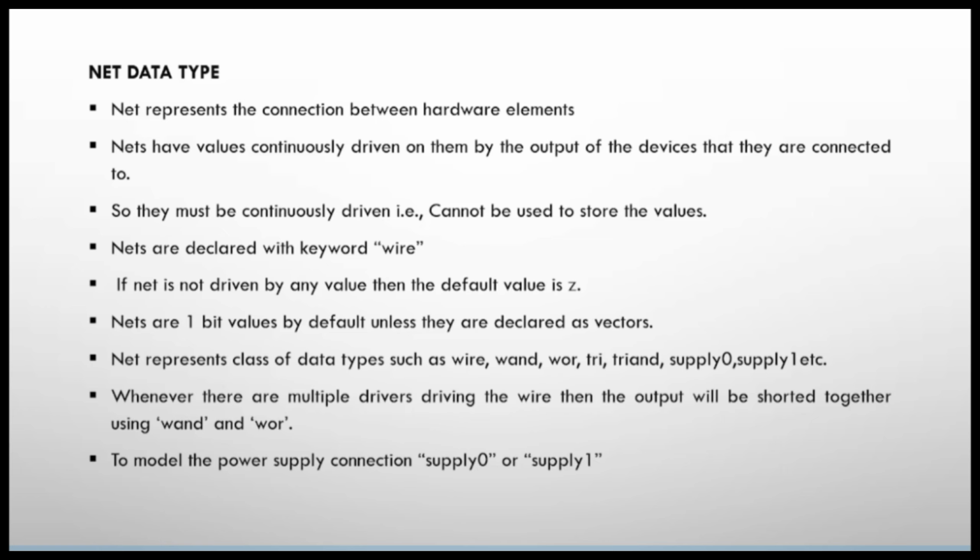By default, the value of a wire is z. If you don't give any value to a particular wire, it is z. Nets are declared with the keyword wire, and in most code you will be using the keyword wire. This wire is subcategorized into various types like wand, wor, tri, supply0, and supply1. So this is about the net data type, where we mostly use the keyword wire, which is just used to drive the values.